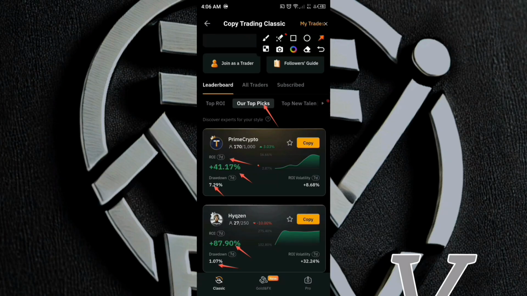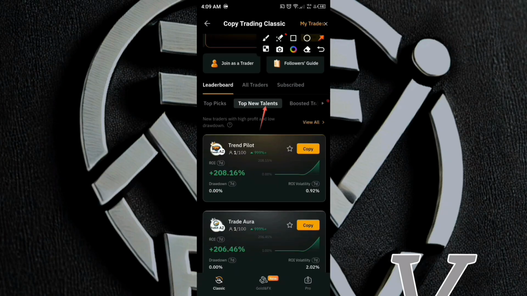So guys, the next category on the list is top new talent traders. These particular traders are new traders that just became master traders, but the reason I brought them here is because they have high profit and a low drawdown percentage. As you can see, this very first person over here has a return on investment of 208% in the last 7 days. That's actually very good, and he doesn't even have any drawdown, which means he doesn't have any loss for the last 7 days.